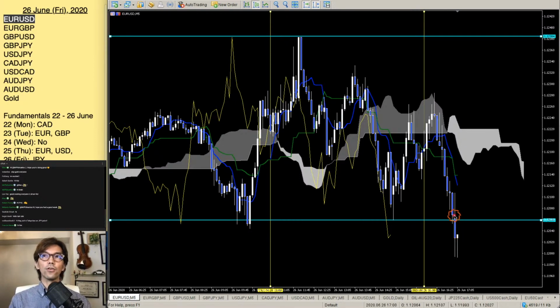So we have to wait for the pullback and look for the sell chance, this way. So in this case, because you see the pullback, the stop loss will be here.